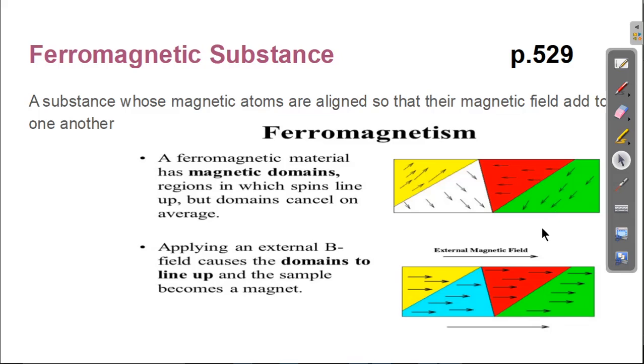The nice thing about it is that you can make them align. You can make them align by doing the same thing we did before, by putting another magnet around them, or using electromagnets around them. And usually when you do that, these become permanent magnets. So this kind of magnetism stays, usually. So ferromagnetic substances will become permanent magnets.